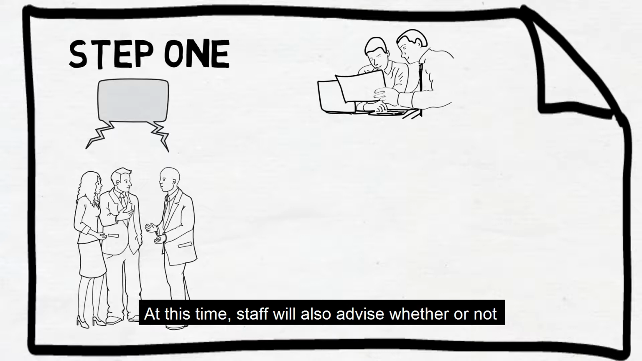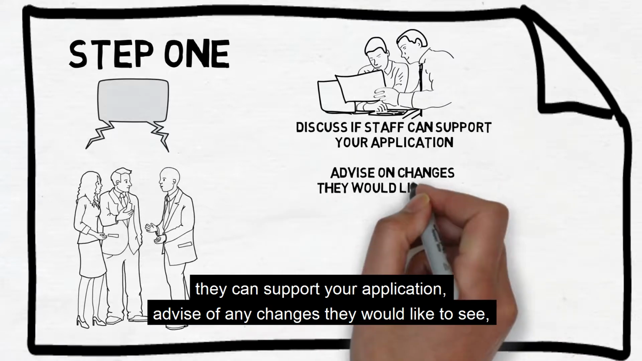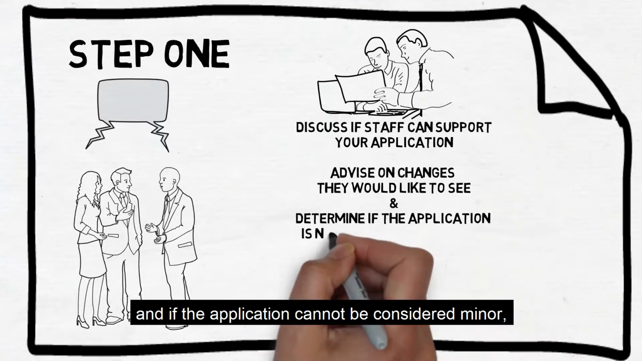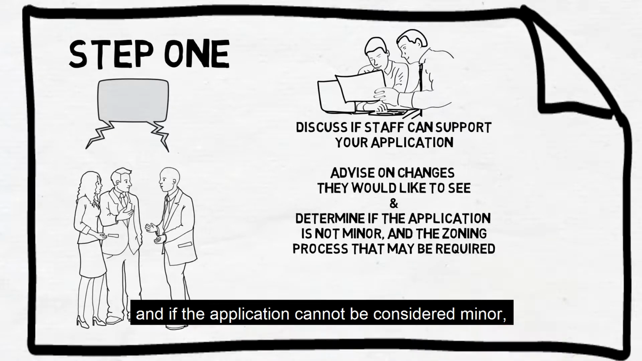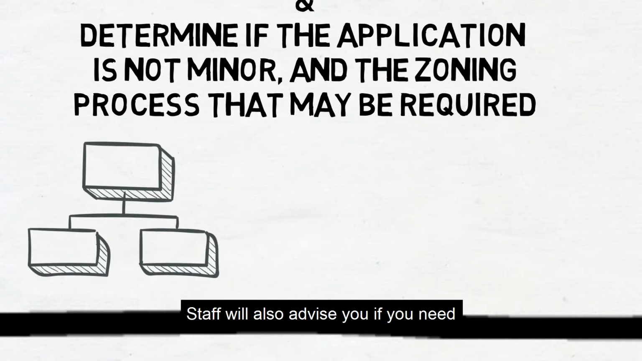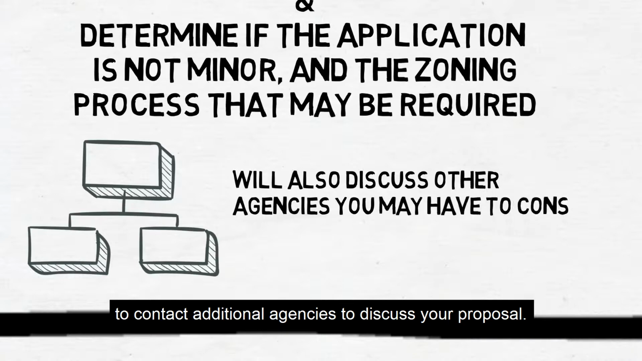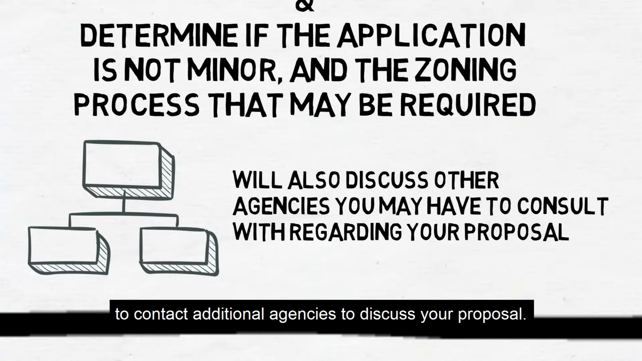At this time, staff will also advise whether or not they can support your application, advise of any changes they would like to see, and if the application cannot be considered minor, and discuss the zoning process that may be needed. Staff will also advise you if you need to contact additional agencies to discuss your proposal.